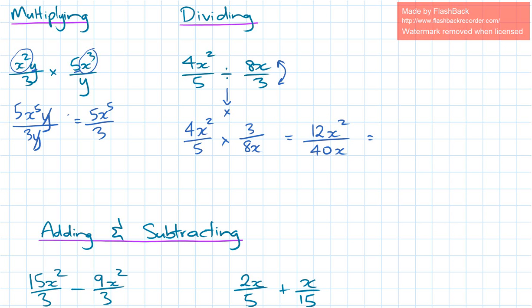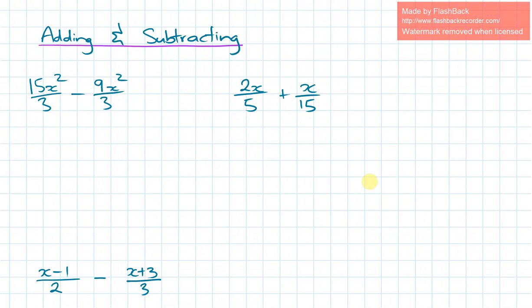Looks like 4 goes into both of those, so that becomes 3, that becomes 10, and then we've got x squared on the top, x on the bottom, so we're going to end up with x here in the numerator, so 3x over 10.